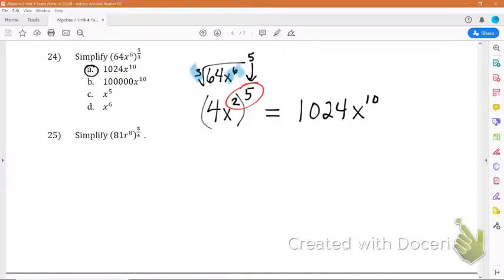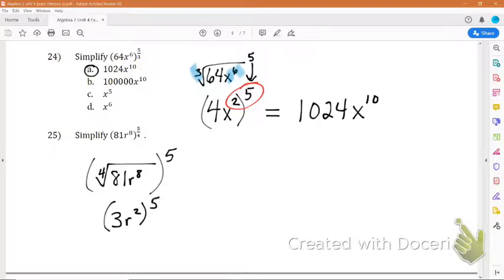All right, 25, exact same process. We're going to have the 4th root of 81r to the 8th, all to the 5th power. So get your 81 first. 4, shift, caret key 81 to figure out the 4th root of 81. 3. I have 8 of something. I'm putting them into groups of 4. 2. We're dividing our exponent. 8 divided by 4 gives me 2.